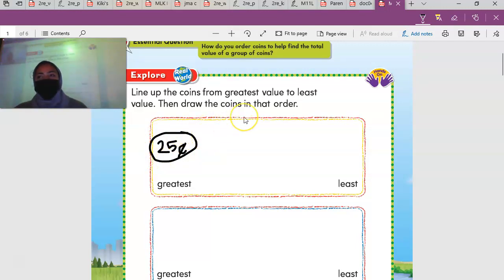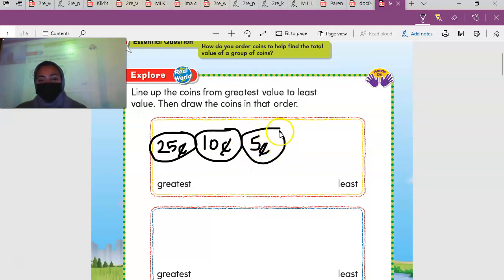And what has the next largest value, Mariah? The dime, and that is how much? 10 cents. And what's the coin with the next largest value, Dustin? A nickel, and that is worth 5 cents. And then class, what's the least? Everyone? 1 cent. It's a penny. Very good.